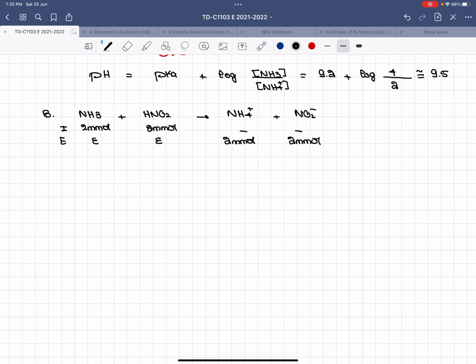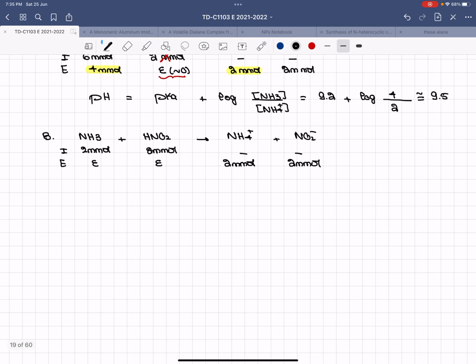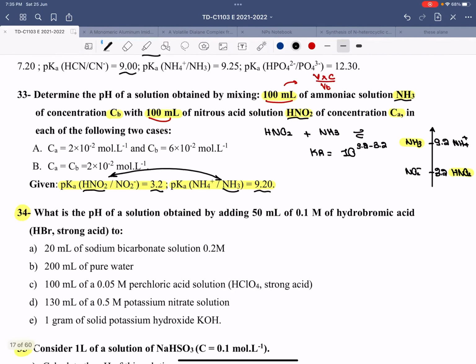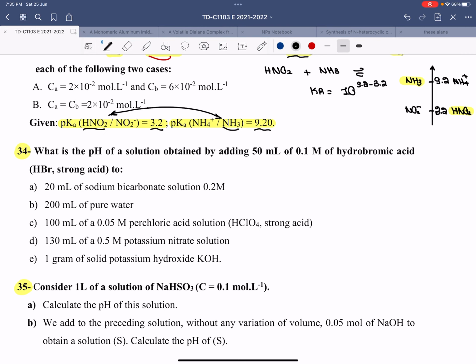Pay attention, you have a solution that contains a weak acid and a weak base of equal concentrations, and the acid has a pKa of 9.2. The base has a pKb. I'm studying the pKb of the base. Which one is the base here? Now we are working with NO2 minus. The pKb of the base is basically 14 minus 3.2. So that is what? 11.8. 11.8 to 9.2. It's a little similar, okay?